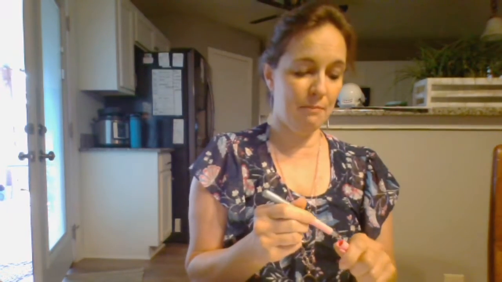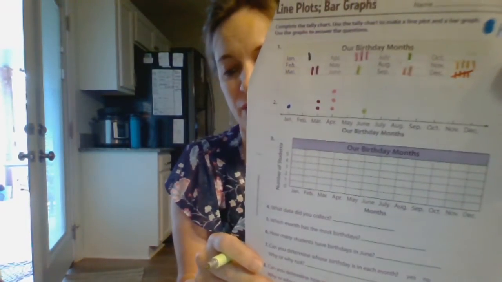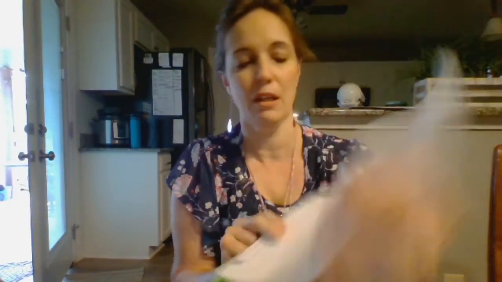How many am I going to put in May? None. How many am I going to put in June? 1 dot in June. How many am I going to put in July? How many tally marks do I have in July? I have 1. So I'm going to put 1 dark green dot. Alright, how many are in August? 0. So I put nothing on August. How many are in September? 2. So I'm going to put 2 dots in September.